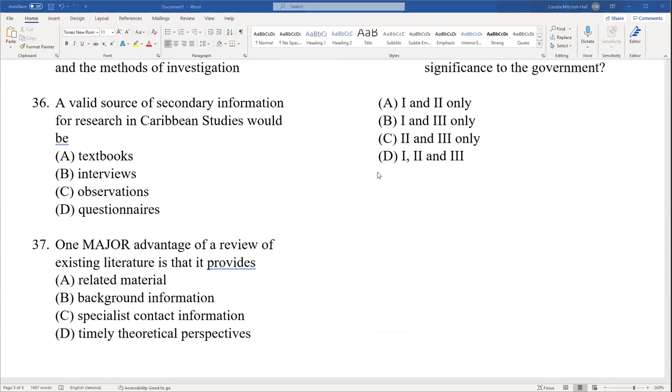You're welcome, sir. Next, I need someone to volunteer to read 36 to 40. Quickly, ladies. I can read, sir. Go ahead for me, Melissa. 36 says, a valid source of secondary information for research in Caribbean studies would be? The answer would be? Textbooks. Very good. A.